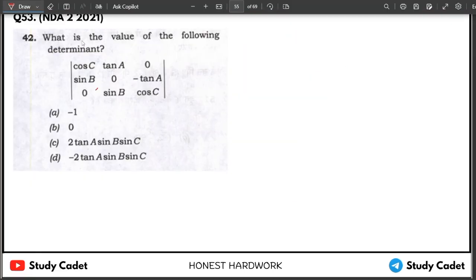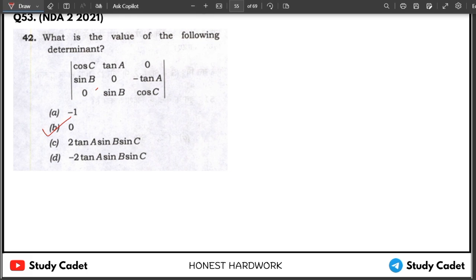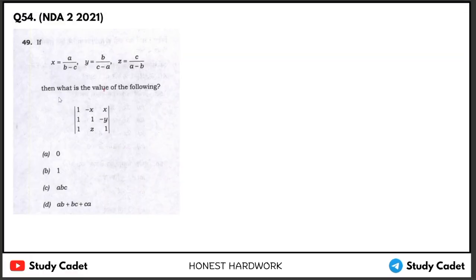What is the value of the following determinant? Cos C, 0, 0, 0. We can simply see that tan A sin B cos C and minus tan A sin B cos C, so it will be simply 0.